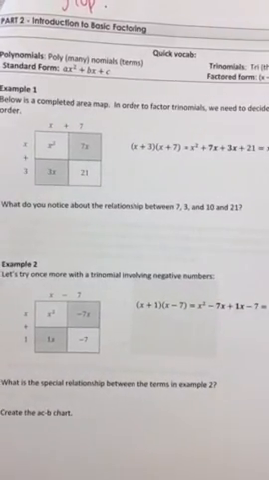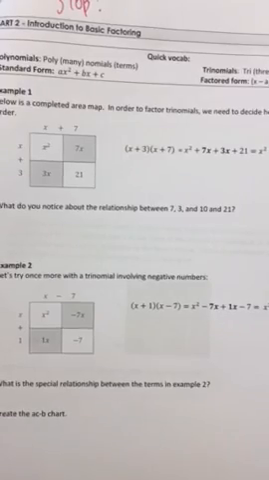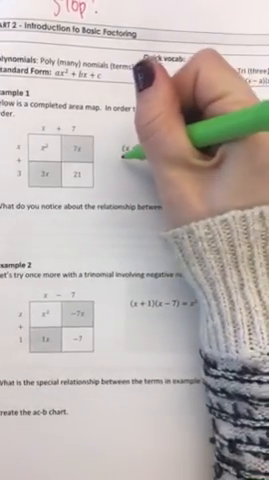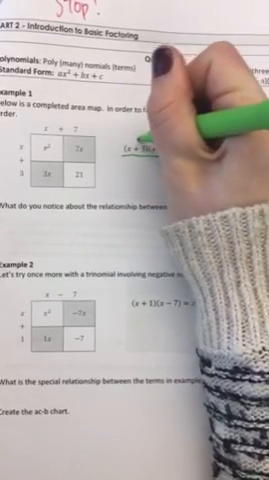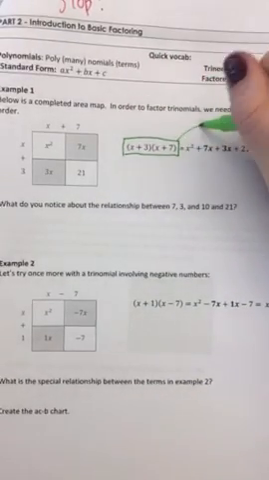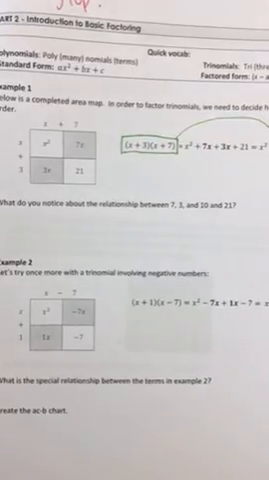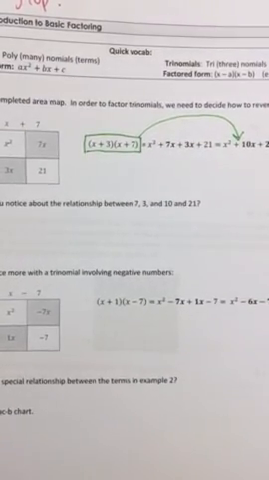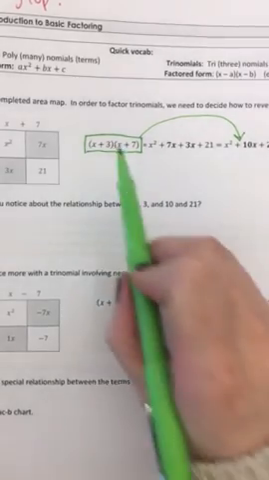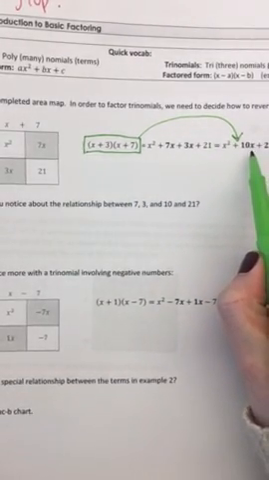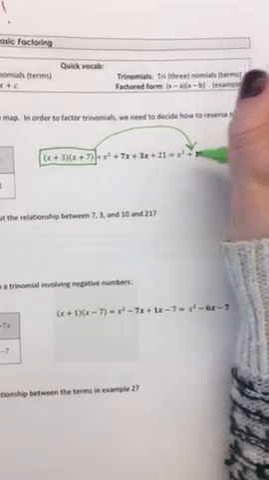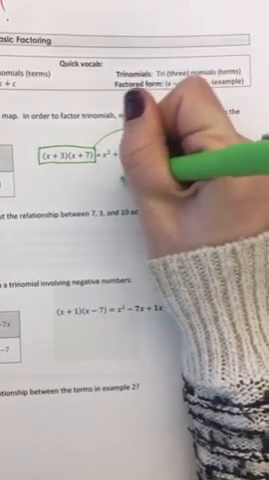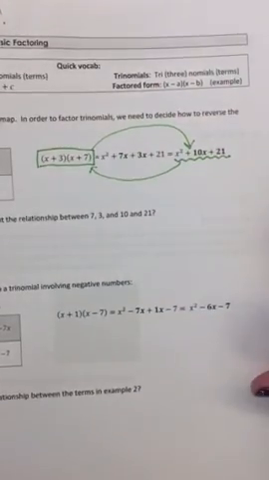In order to factor trinomials, we need to decide how to reverse the order. So we have been practicing this whole time how to start at factored form and get into standard form. We know how to use multiplication to be able to figure that out. But now by the end of today, I want you to be able to say, I know how to now start in standard form and reverse back into factored form.